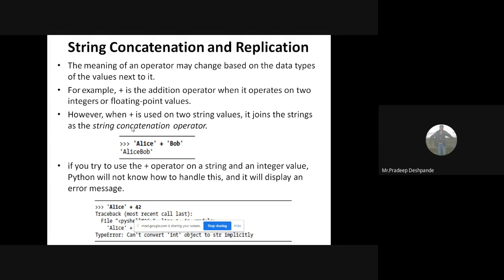So now how to work with the strings? Okay, we call it string concatenation and replication. String concatenation means the addition symbol in case of Python works like a concatenation operator for strings. As you can see here, we have Alice as one string and Bob as another string. If you use the plus operator in between, you will get AliceBob.